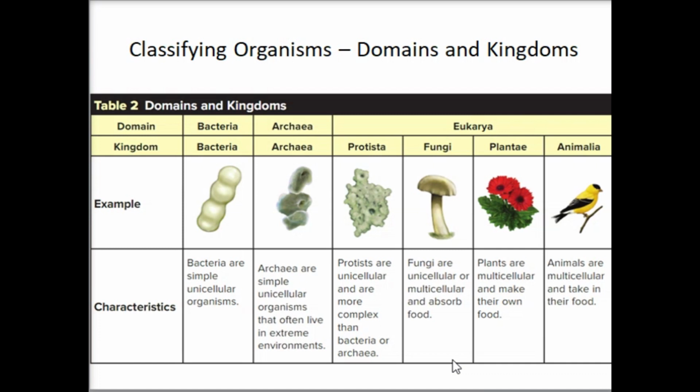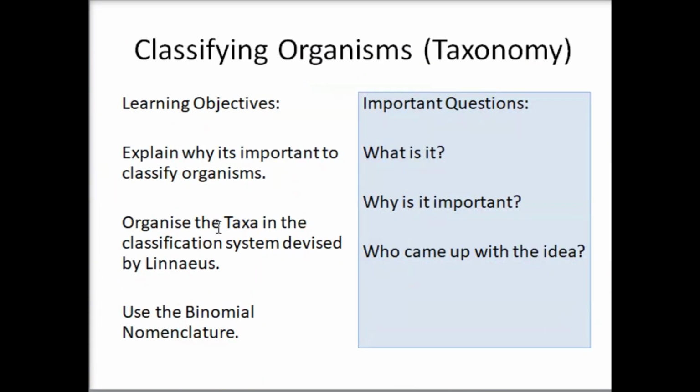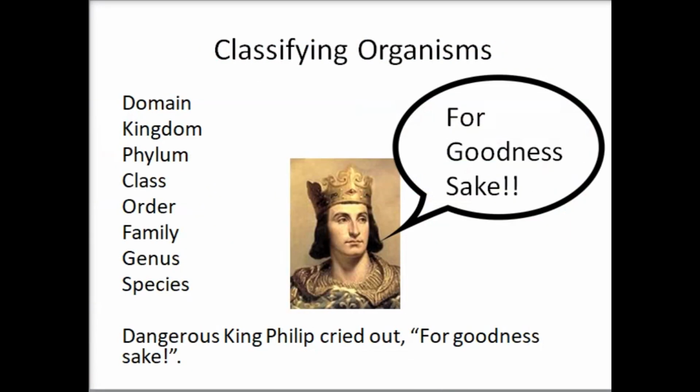Okay? So let's go back up to this thing again. We're now going to organize the taxa in the modern classification system. And we have these things here. You will need to know this. So it goes domain, kingdom, phylum, class, order, family, genus, species.